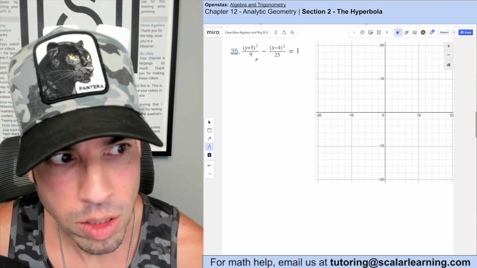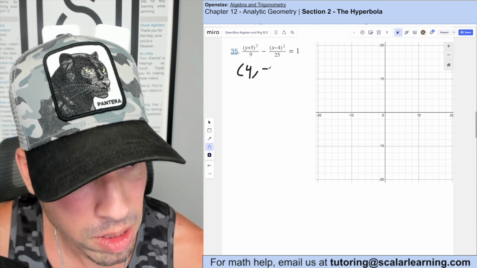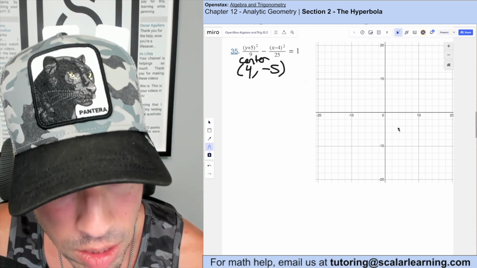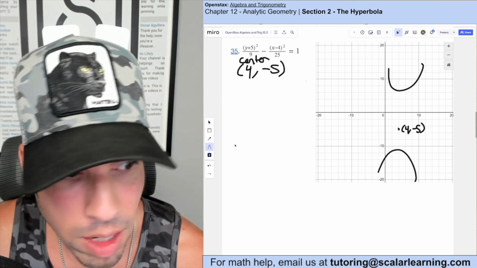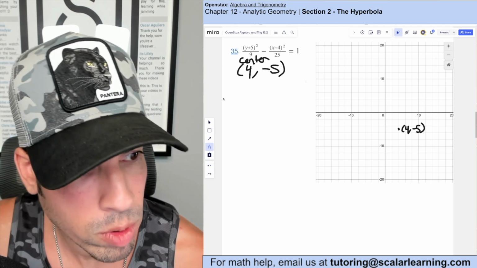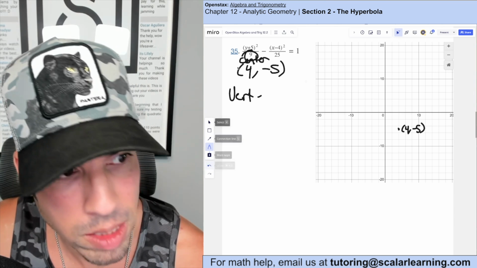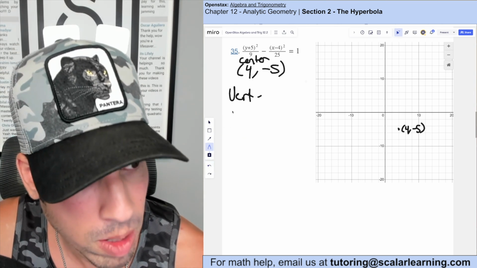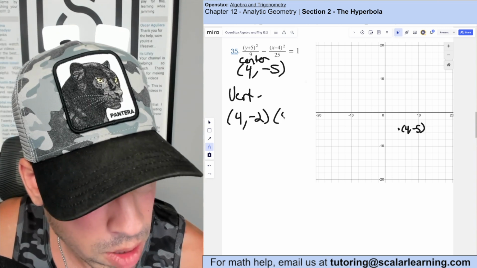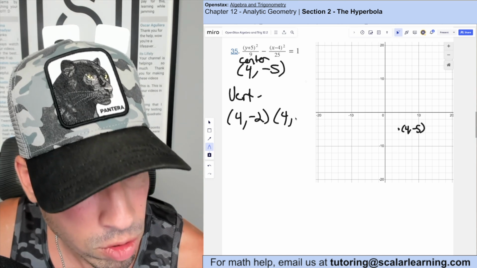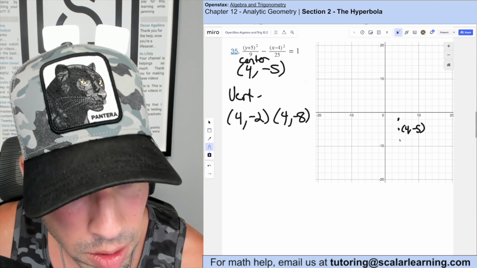Done. So for this one, we're going to start by recognizing that the center is at the opposite of that, which is 4, and the opposite of that, which is -5. So that's our center, and that's right here. Then we recognize that because the y is in front, it's going to be going up and down. Where would those vertices be? If we're going up and down by the square root of that amount, we have 4, and then -5 plus 3 is -2, and also 4, and -5 minus 3 is -8. So our vertices are going to be (4, -2) and (4, -8).